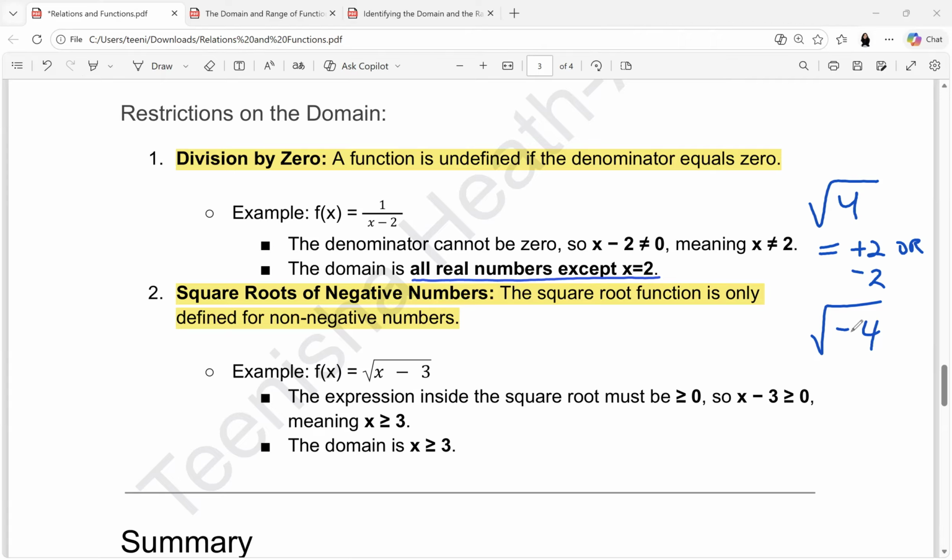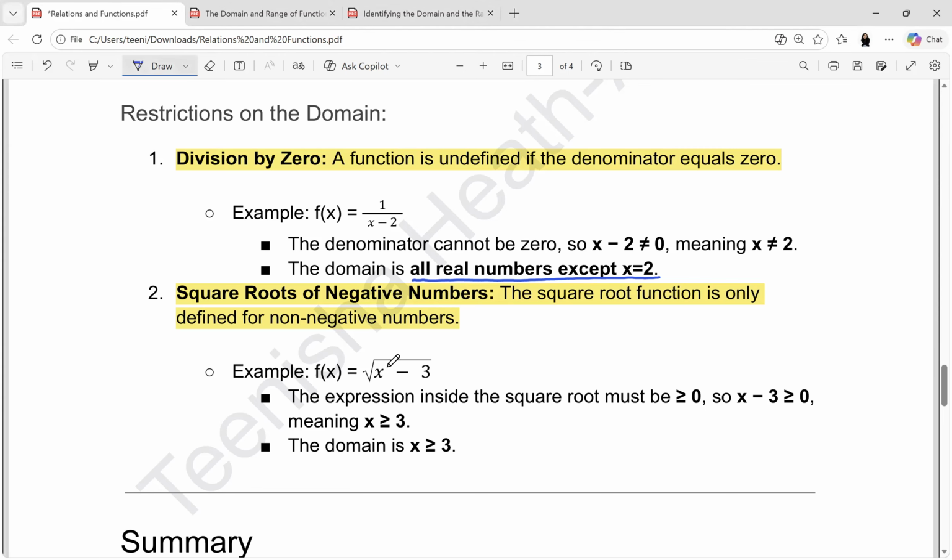However, you cannot find a number. So negative 2 times negative 2 wouldn't give you negative 4. It'll give you positive 4. So the square root of a negative number does not exist. And so if you have a function like this one, the square root of x minus 3, the inside there must be greater than or equal to 0. The square root of 0 is 0, by the way. So the domain here will be any value that makes the inside of here positive.